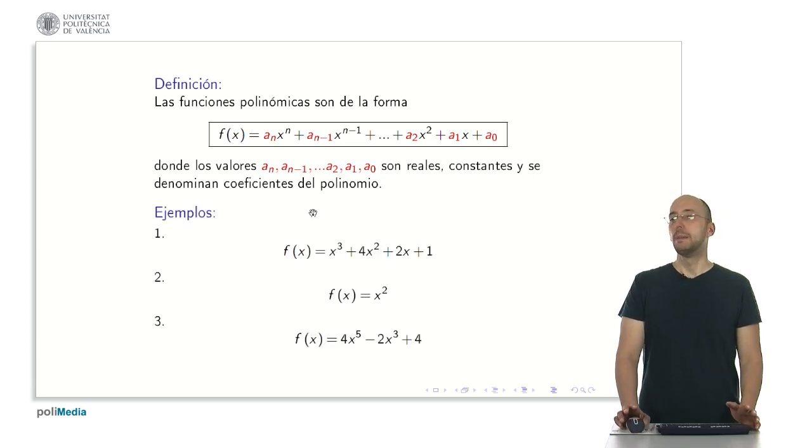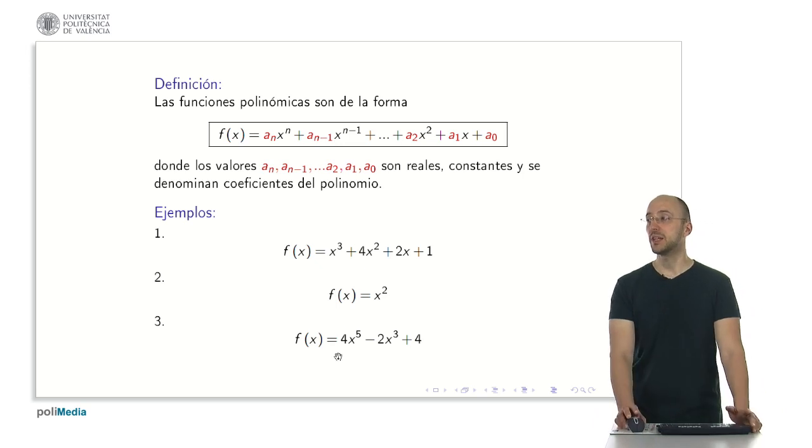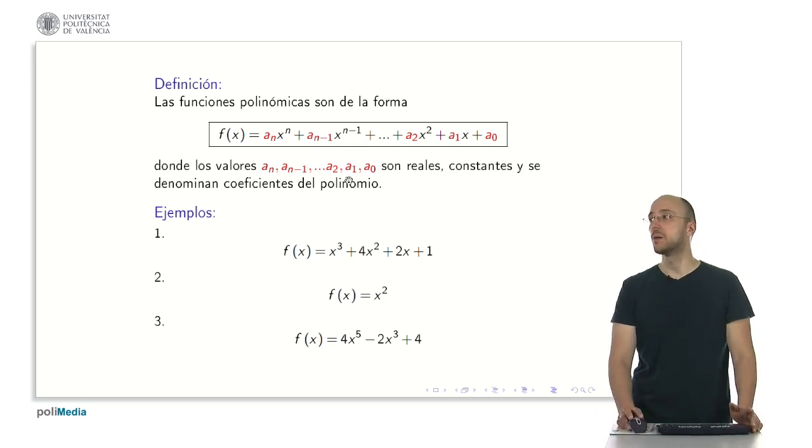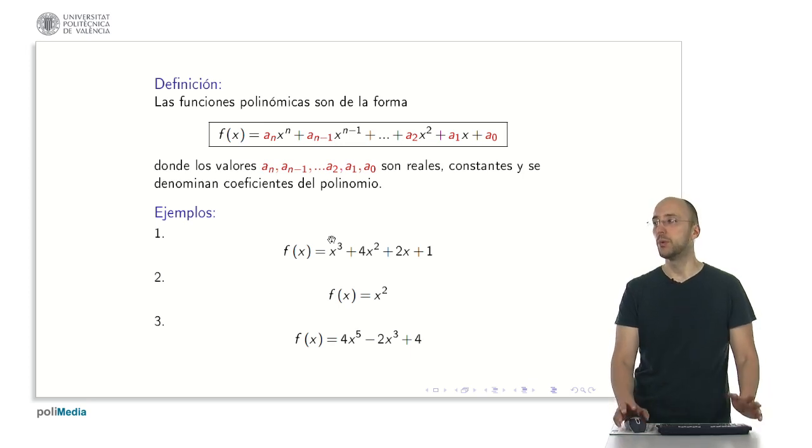Let's examine examples of polynomial functions. It's relatively straightforward to verify their polynomial nature. In this case, just to give a small example, we will study which are the coefficients of each one. In the first example, it would be 1, which is the number that multiplies x cubed. 4 would be the next coefficient, 2 and 1. This function is very simple, it's x squared. Here we can also study the coefficients that would be 4, minus 2 and 4.